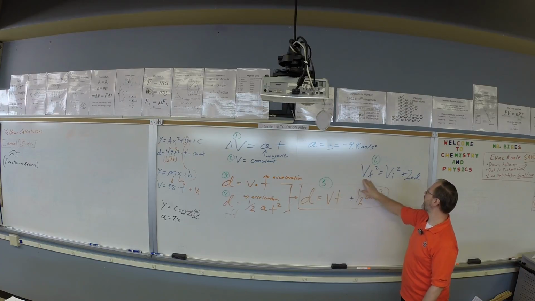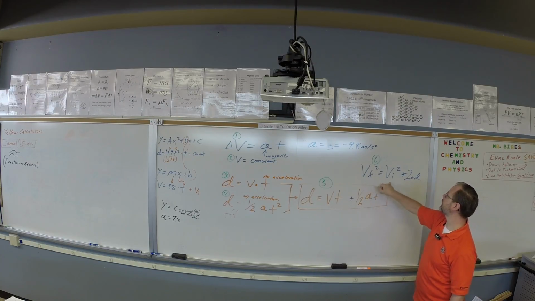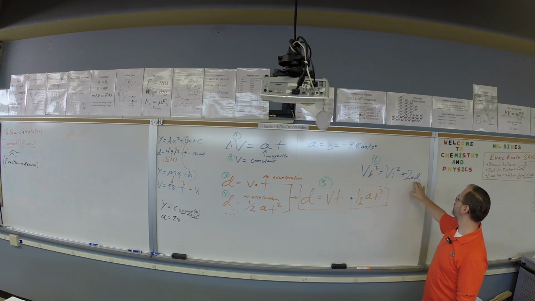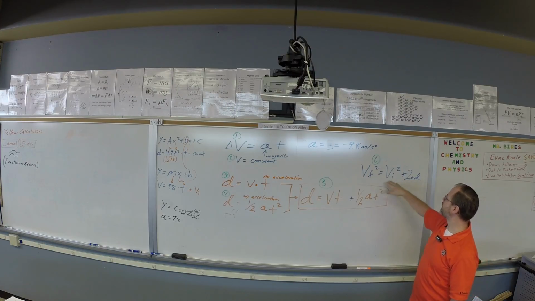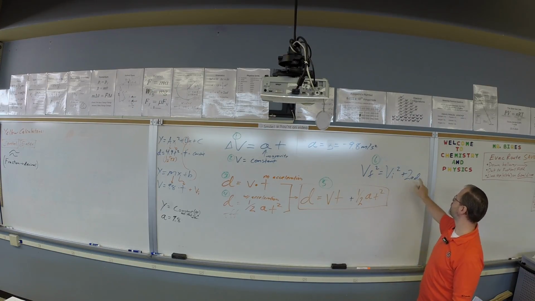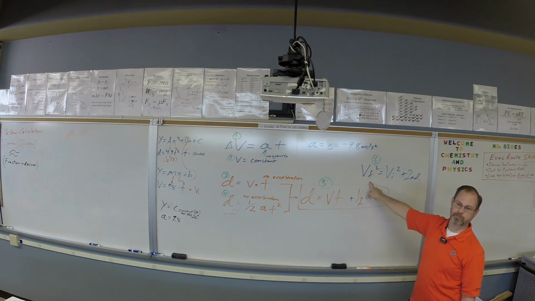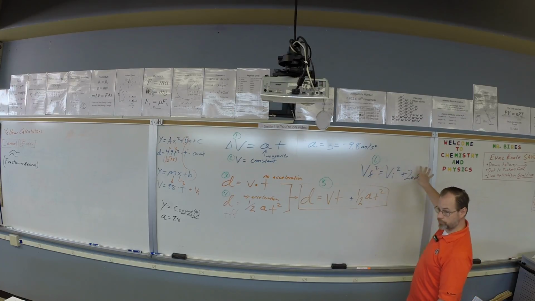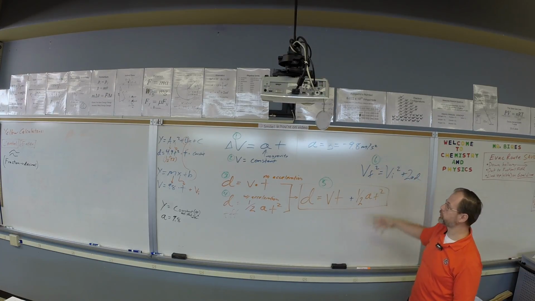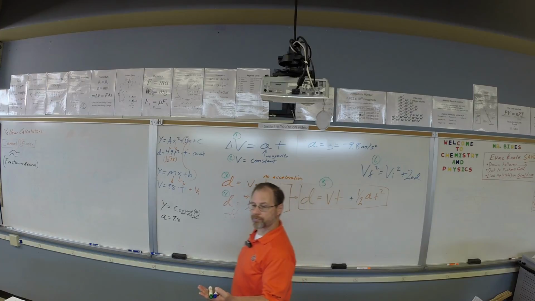But what this represents is if you have initial velocity and final velocity, and you have distance, you can solve for acceleration. If you have initial velocity, final velocity, and acceleration, you can solve for distance. Or if you have initial velocity and acceleration and distance, you can find out the final velocity. You never need to use this, but it's a fun little shortcut. Other questions?